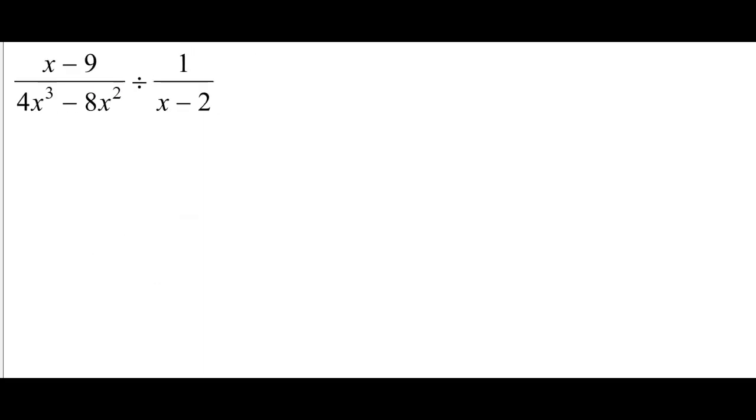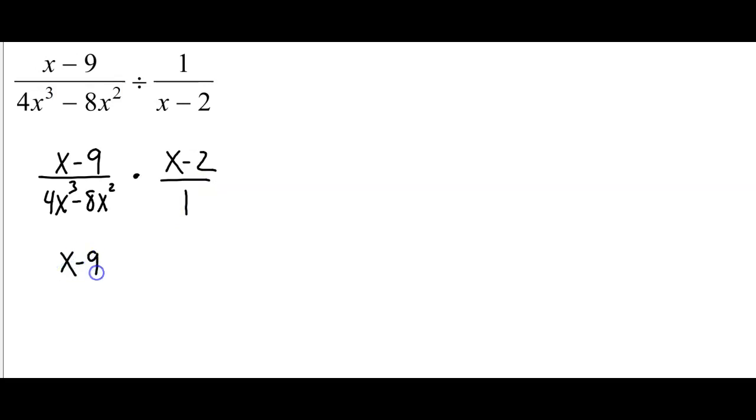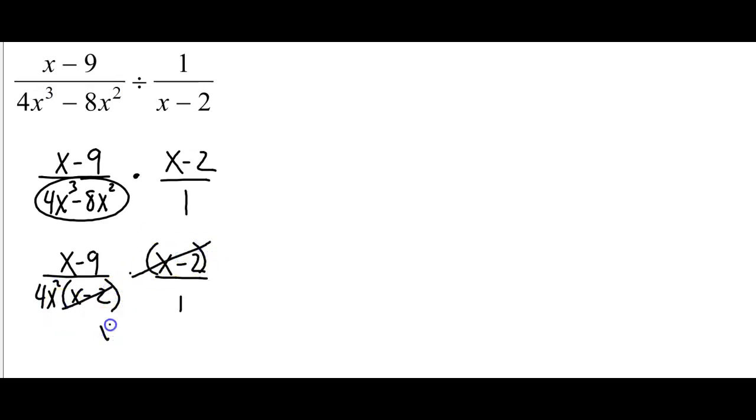Division is pretty similar. It has a different step in the beginning, though. The first thing you want to do with division is do same, change, flip. So we leave the first fraction the same, we change it to multiplication, and then we flip the second fraction over. But after that, you're just going to factor and cancel. X minus 9 doesn't factor, and neither does x minus 2. But the one on the bottom left does. I can take a 4x squared out of there, which would leave me with that. And in that case, these cancel out, and I'm just left with x minus 9 over 4x squared.